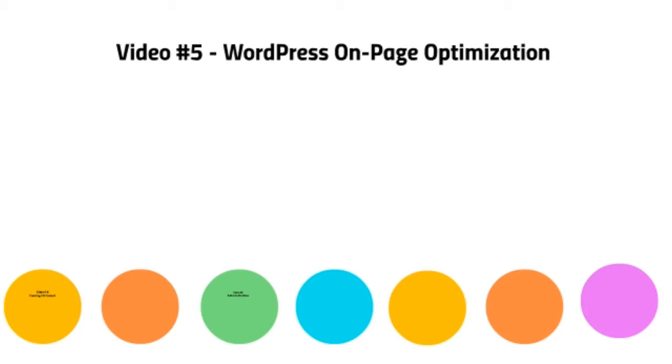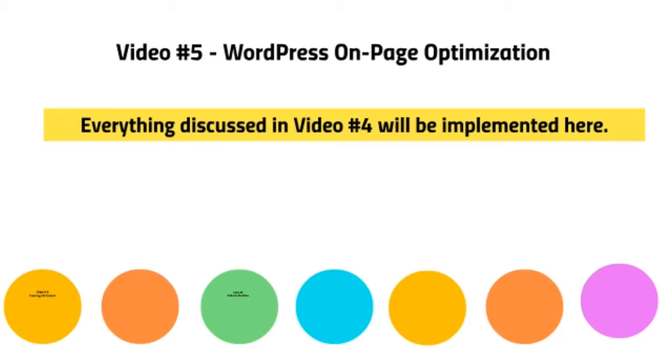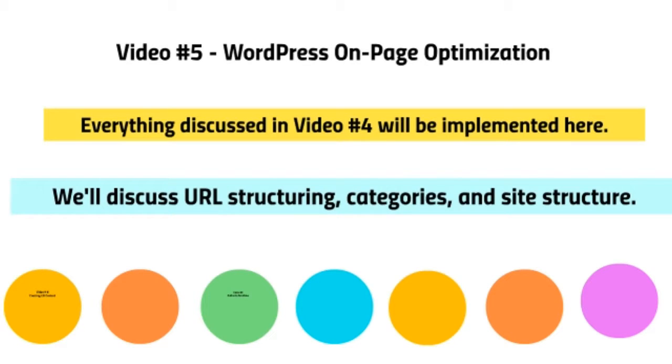Hello and welcome to video number 5. We are going to talk about WordPress on-page optimization, and we are going to do everything that we discussed in video number 4, and that will be implemented here. So we'll be discussing the URL structuring, categories, as well as site structure.